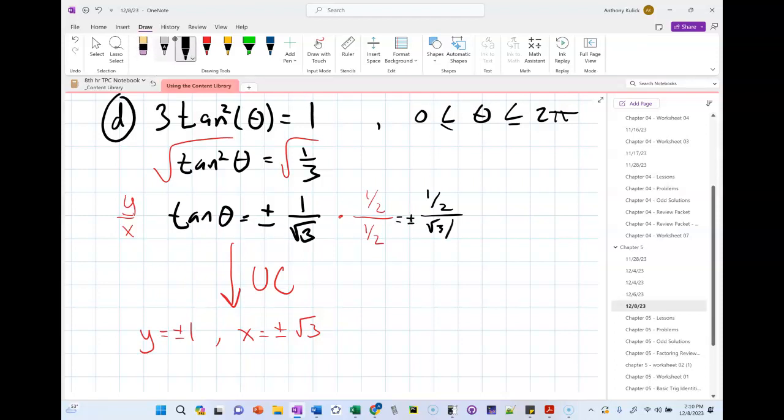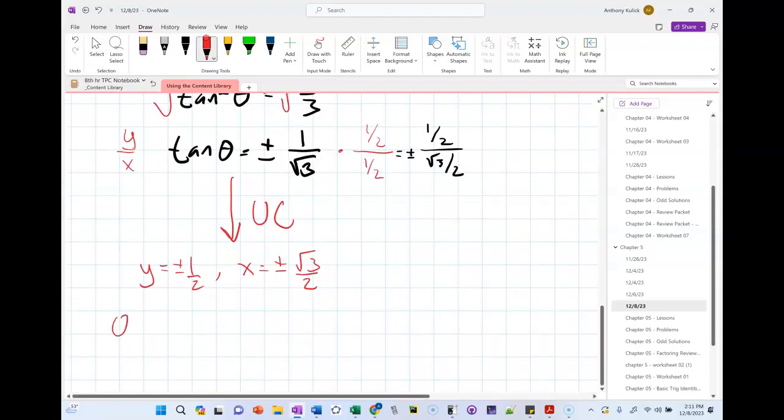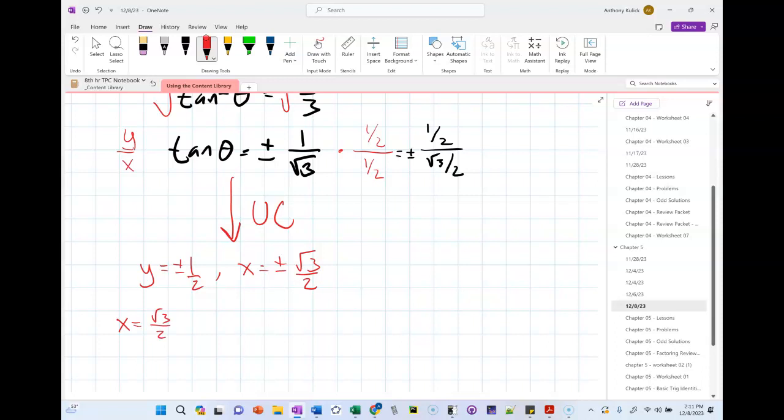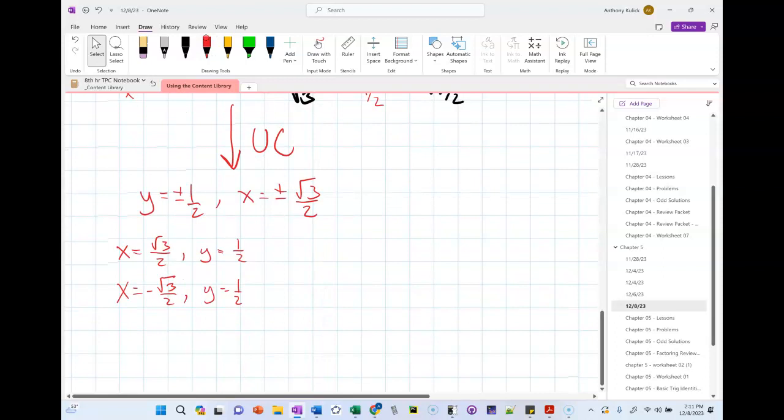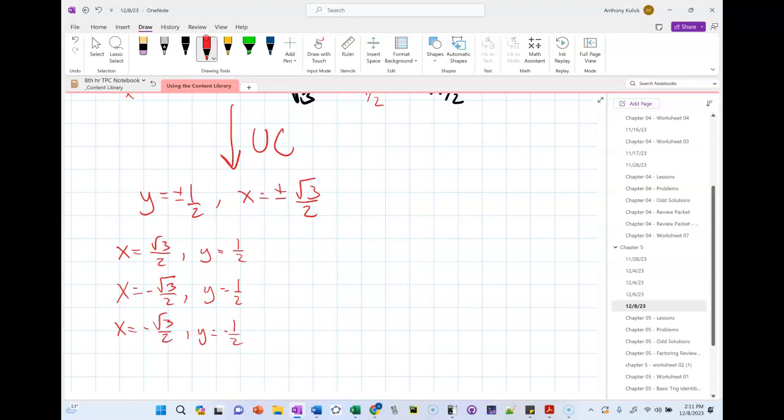Why 1/2? Because if I look at the unit circle now, do you see a place where the x coordinate is root 3 and the y coordinate is 1/2? You ought to, right? That's on there. And because each of these could be plus or minus, there's going to be 4 possible answers, right? One where they're both positive, one where x is negative and y is positive, one where they're both negative, and then one where the x is positive and the y is negative.